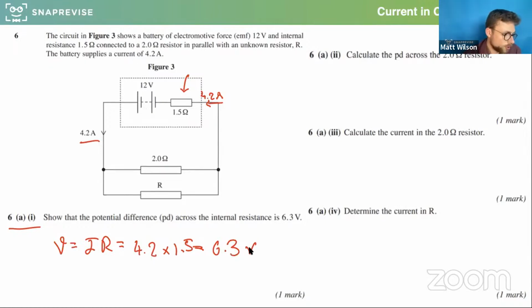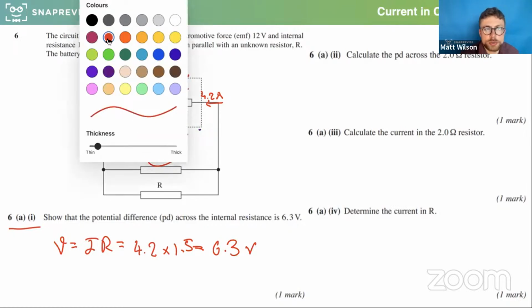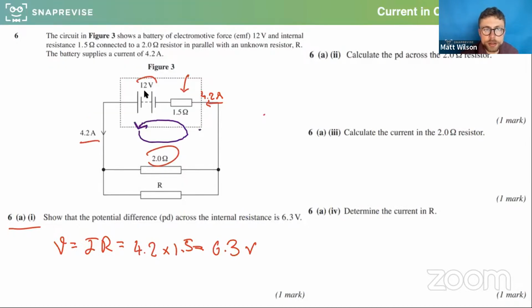Okay, good. Now in 6AII, we're asked to calculate the potential difference across our 2 ohm resistor. Let's identify our 2 ohm resistor. Whereabouts is it in this picture? Well, it's just here. Now we're going to use Kirchhoff's Voltage Law. Remember, Kirchhoff's Voltage Law told us that we can pick any loop we like, and the EMF we pick up is the same as the potential difference that we drop. So what EMF do we pick up here? 12. Okay, good.